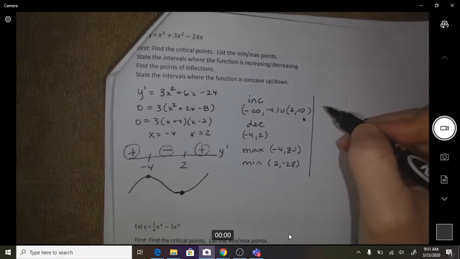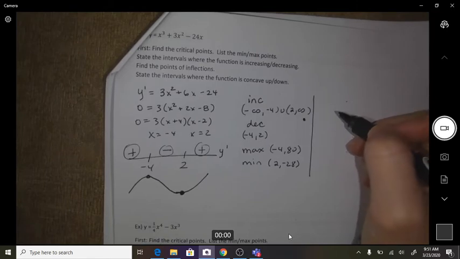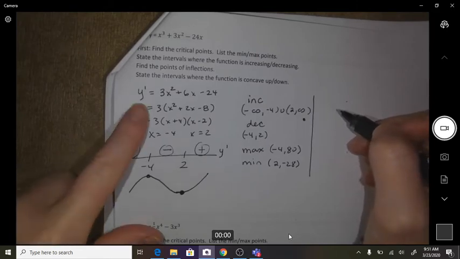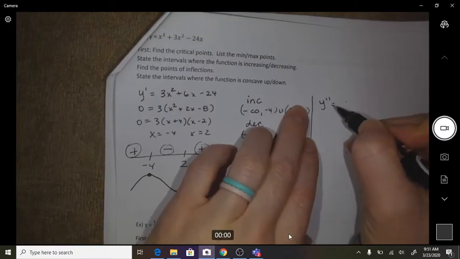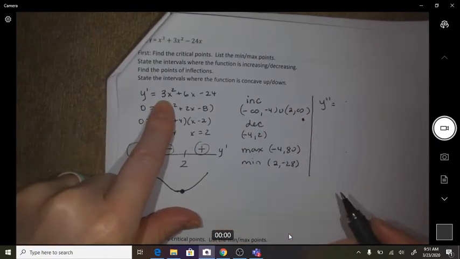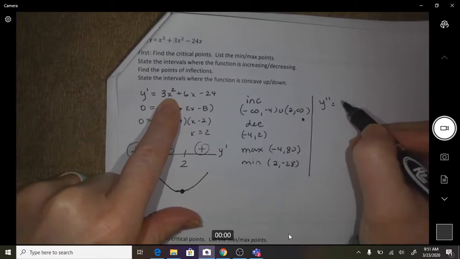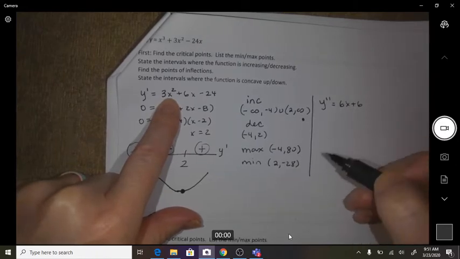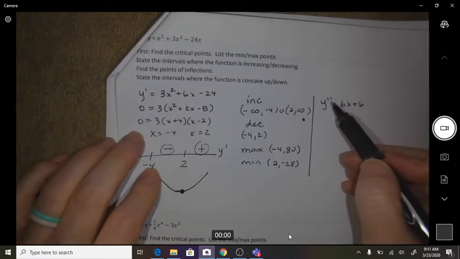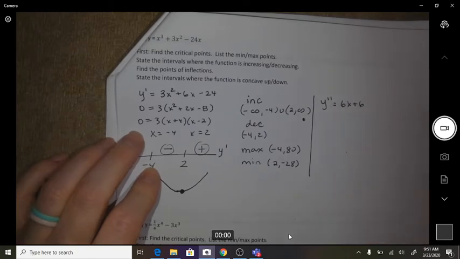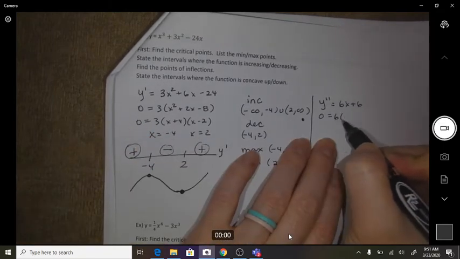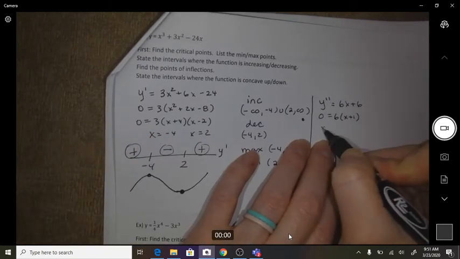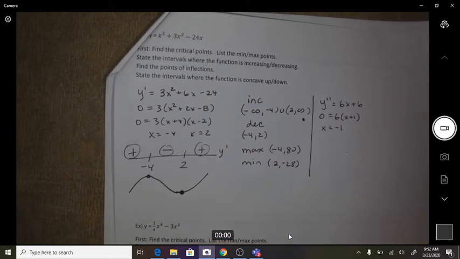We are now going to take the derivative of the derivative. So we're going to call it y prime prime. So this equation, we're going to derive it. So 6x plus 6. This is called the double derivative. So y prime prime, where does it equal 0? I'm going to factor. So at x equals -1.